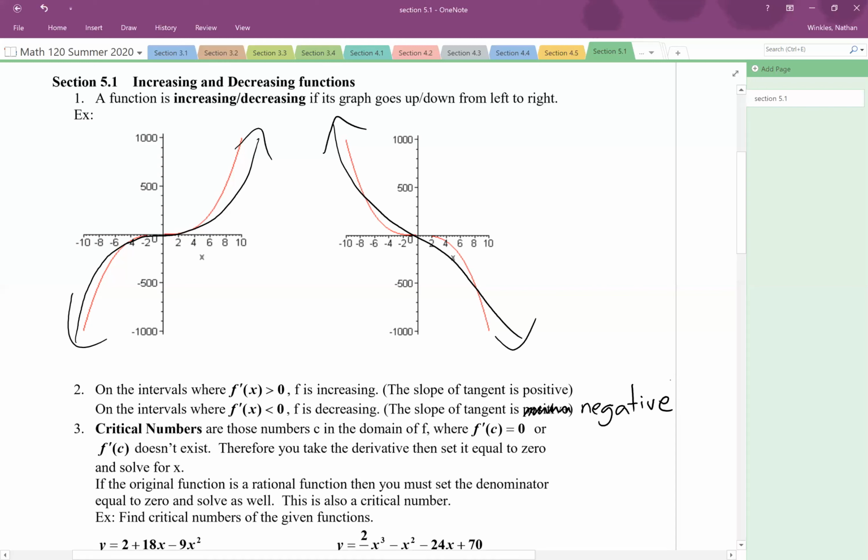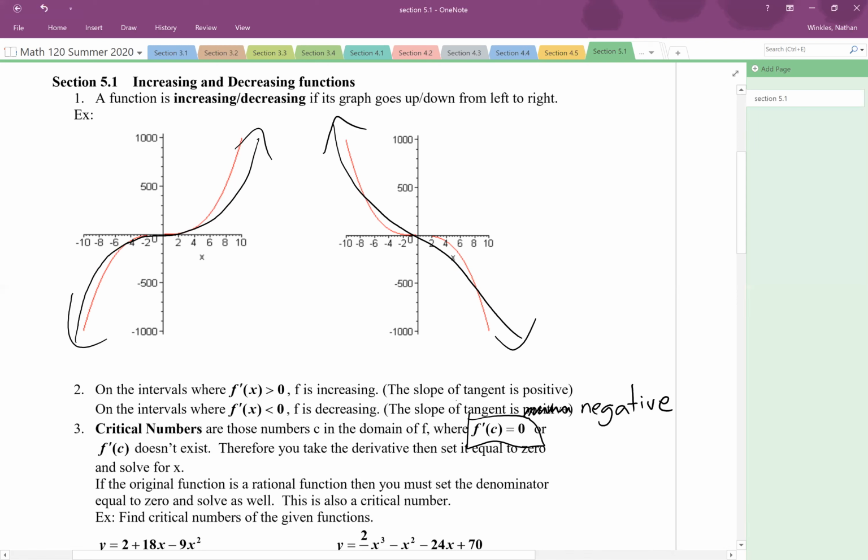Well, that brings us to critical numbers. So critical numbers are those numbers which we call c that are in the domain of our original function f, that when we plug them into our derivative, so f prime of c, it either has to equal 0 or f prime of c does not exist. So that means that our derivative is undefined at those values. The way to find our critical numbers is the following. We take our derivative, we set it equal to 0 and solve. That finds our first case, f prime of c equals 0.